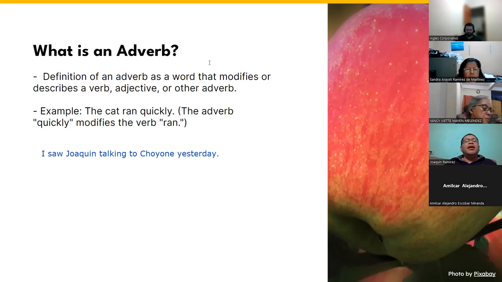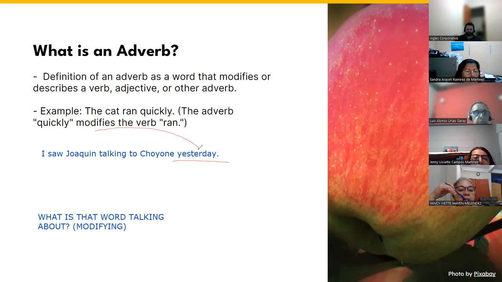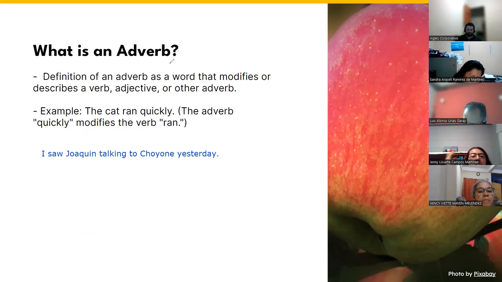Adverb of time. Guys, you have to ask yourself, what is the question that you have to ask yourselves? What is that word talking about, or modifying? What is yesterday talking about? Is it talking about I? Is it talking about saw? Yes, saw, exactly. And saw is a verb. So therefore, this is an adverb. Very good. It's an adverb because it's modifying a verb. You're getting the hang of it.